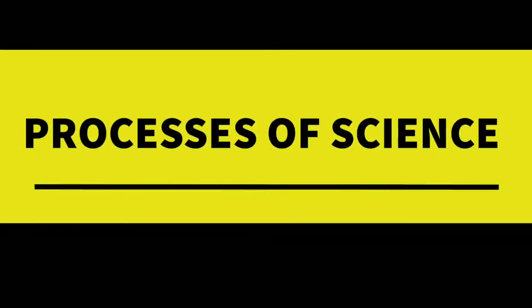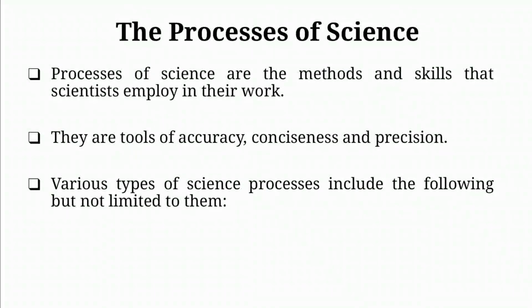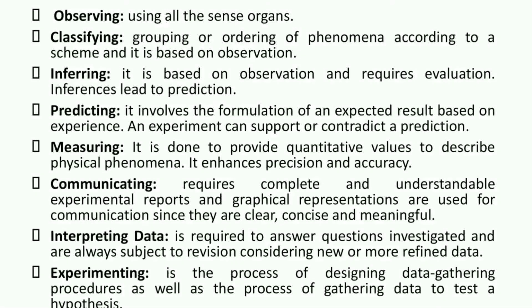Now let's take a look at the processes of science. Processes of science are the methods and skills that scientists employ in their various works. These are tools of accuracy, conciseness, and precision. So, various types of science processes include observing, classifying, inferring, predicting, measuring, communicating, interpreting data, and experimenting such data.